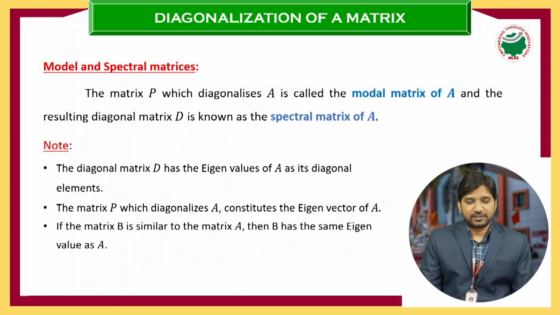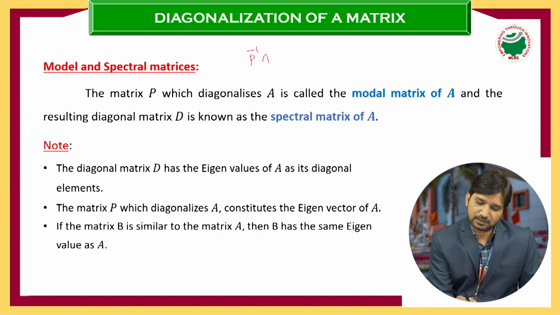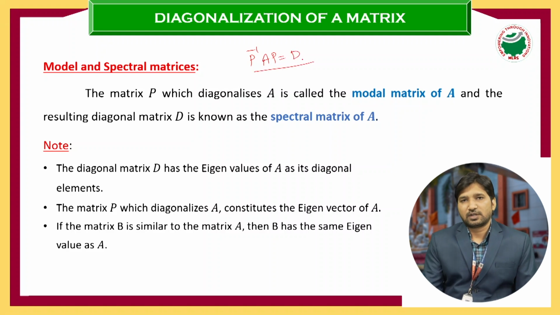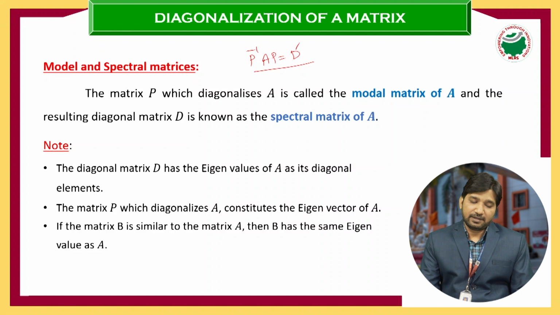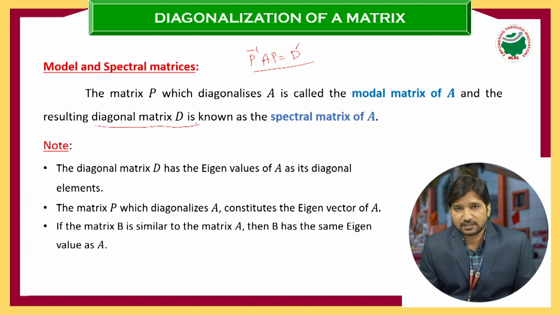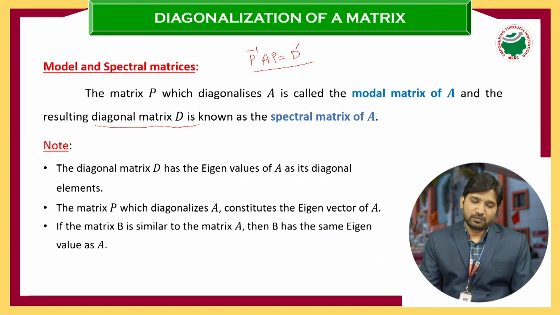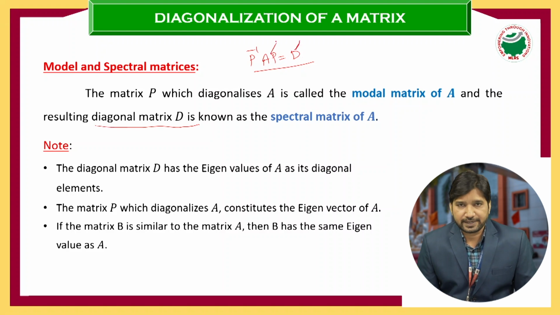Next, some more definitions: model and spectral matrices. You know the diagonalization form, P inverse AP equals D. Here P is the model matrix and D is the spectral matrix. The matrix P which diagonalizes A is called the model matrix of A, and the resulting diagonal matrix D is known as the spectral matrix of A. So D is the spectral matrix and P is the model matrix.